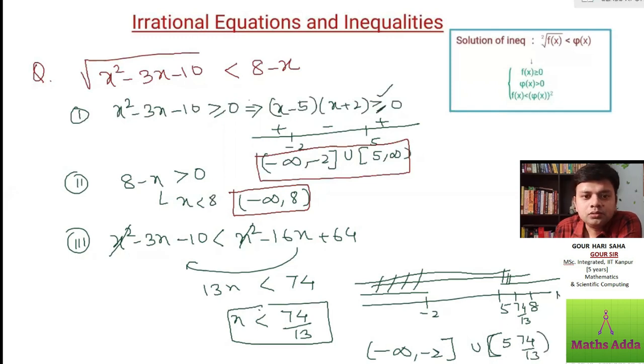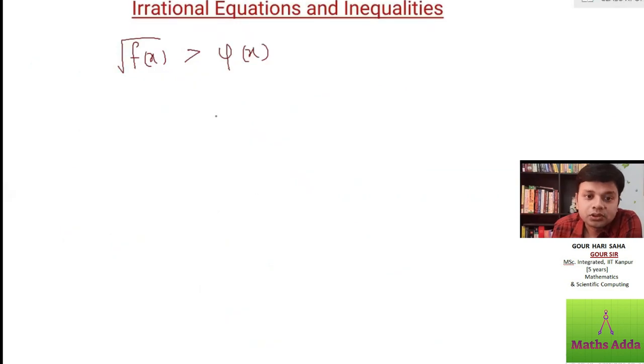Now moving to next type. So the third type is root f(x) is greater than psi(x). So you see, for different situations we are planning in different ways. First we did equal to, then we did less than, now we are doing greater than. Okay, so let's see how to solve this.